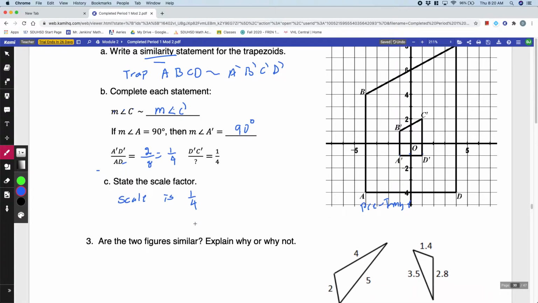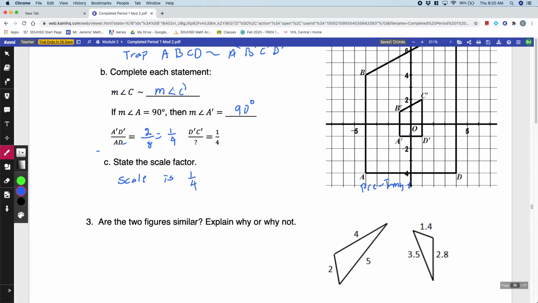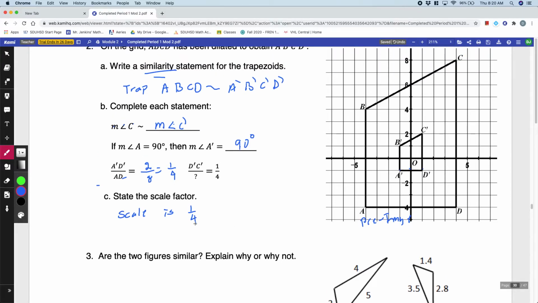Okay? And you can compare that with all the sides. And we would see that it's the same. So if you look at this, this is 1, 2. This right here would be 1, 2, 3, 4, 5, 6, 7, 8. Oh, look at that. That's 2 over 8, which reduces to 1/4 as well. And that would work for all of the sides. So if you look at this, this is 1, 2, 3. This is 1, 2, 3, 4, 5, 6, 7, 8, 9, 10, 11, 12. So that reduces to 1/4 as well.